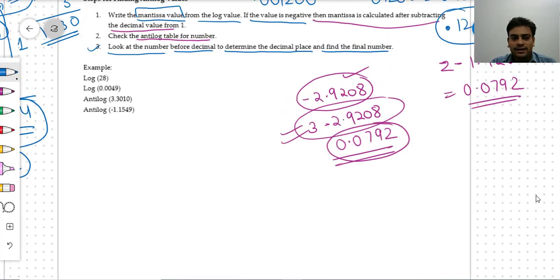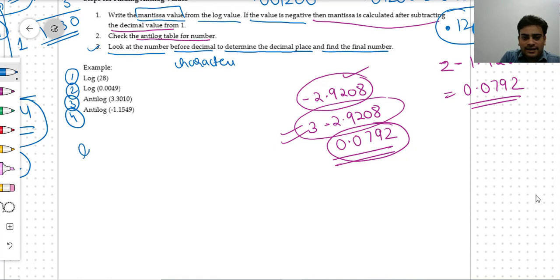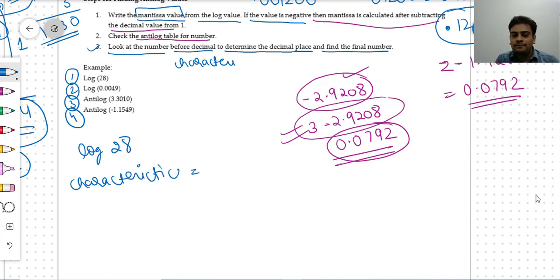So I have noted some examples here, and I would like to discuss these 4 examples as quickly as possible. So the first example is log 28. Since it is a positive number greater than 1, my characteristic will be determined like this. Always your process will be like this: first you write the characteristic value by observing the number. Your number is 28, so it is a 2-digit number, so the characteristic will be 1.